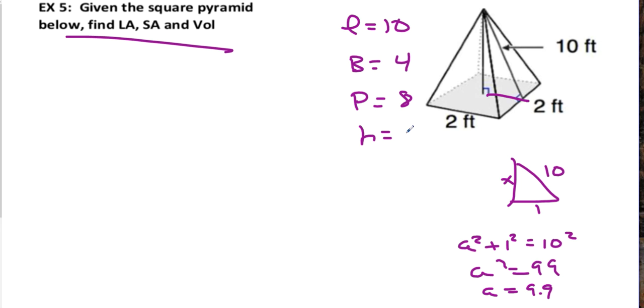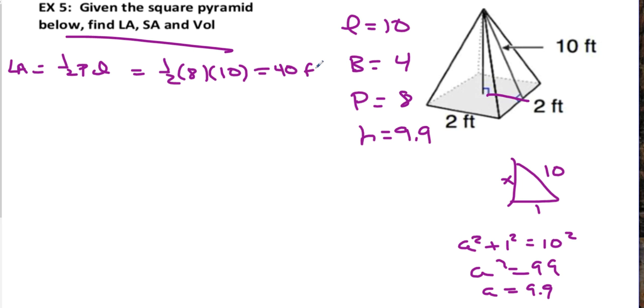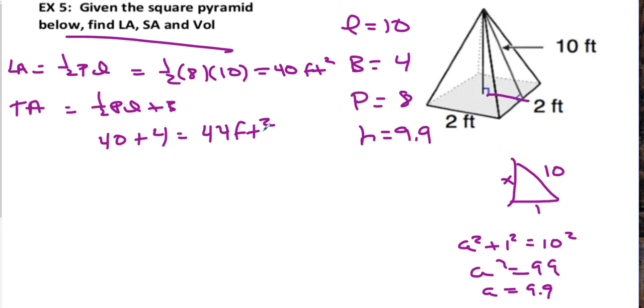All right. So 9.9. Now I have all my ingredients. I'm going to plug them in. Lateral area, 1/2 P and L. So that's equal to 1/2 of 8 times L, which is 10. All right. So 4 times 10 is 40. Yippee-yay. Okay. 40 feet squared. Total area, we're taking this 40 plus the big B, which is equal to 44 feet squared.